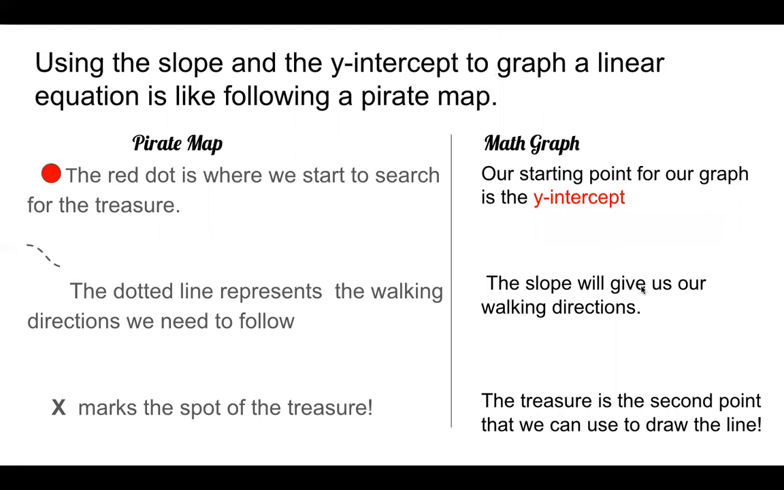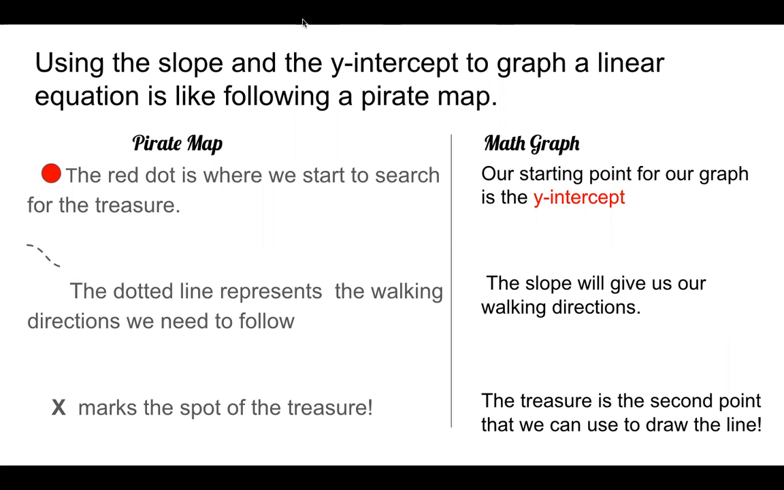Remember that the slope is equal to the rise over the run. So the slope is going to tell us how far up we need to travel and how far over we need to travel. Those are our walking directions. And then in the pirate map, X marks the spot of the treasure. And in a math graph, at the end of our walking directions, the treasure is the second point, that precious second point that we need so we can draw the line. Once we find that second point, we've basically graphed our equation.